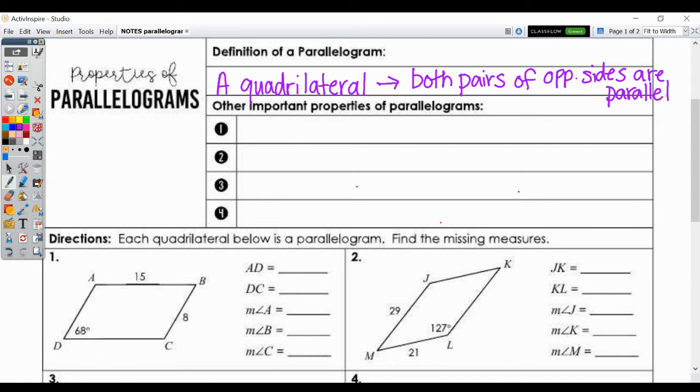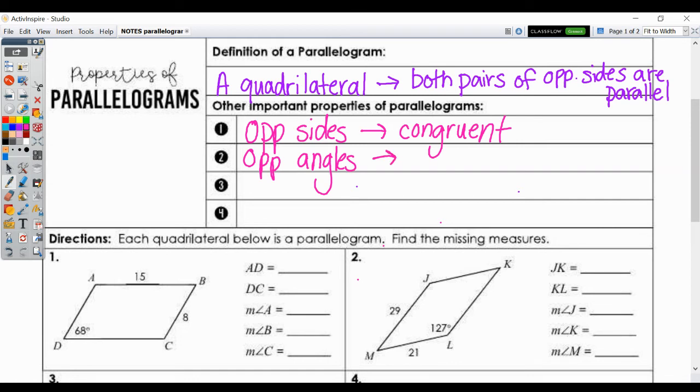Okay, so other important rules are that opposite sides are congruent. Congruent, we know, means the same. So I'm going to put opposite sides congruent. So opposite sides are going to be exactly the same as each other. Okay, opposite angles, congruent. So not only are sides that are across from each other exactly the same, angles that are across from each other are exactly the same also.